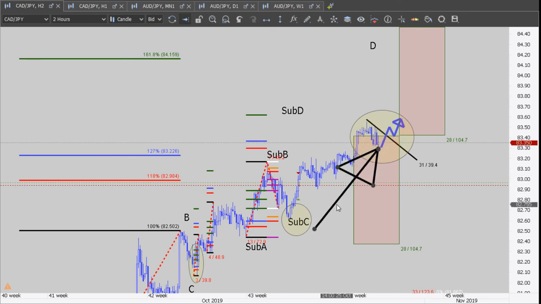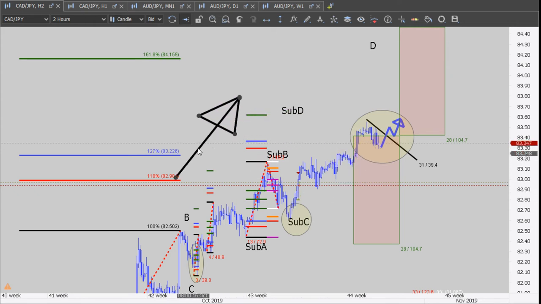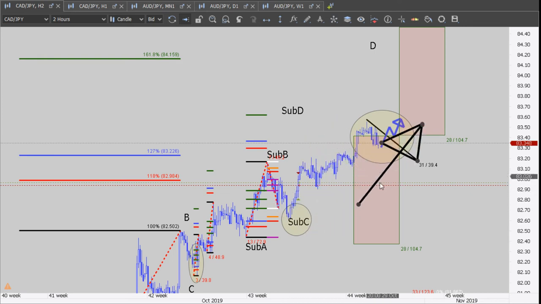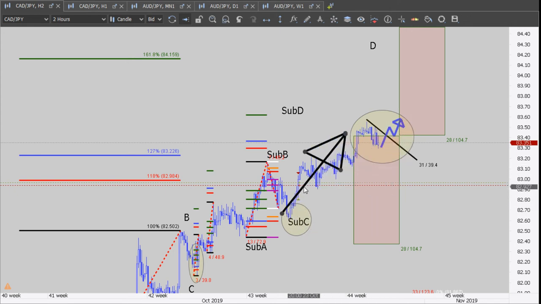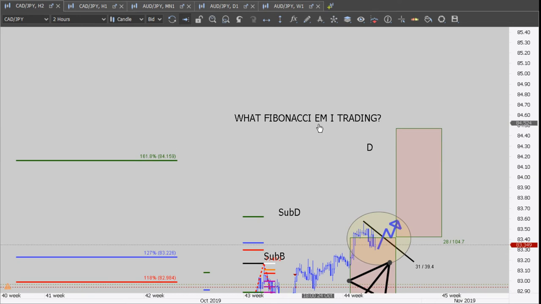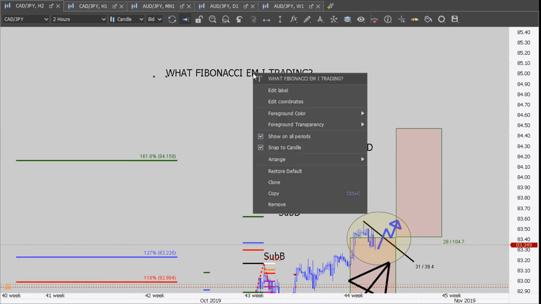We can still reverse because we don't have a confirmancy on the original Fib. Yes, but you have a confirmancy from the weekly and the monthly. It seems very low probability. You are correct, but from what time frame is low probability? From what time frame is low probability? Okay, and then what Fibonacci am I trading?